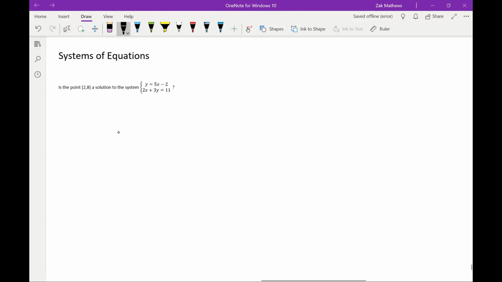So I had a y. 8 is equal to 5 times 2 minus 2. And let's see if this is a true statement. 5 times 2 is 10, minus 2 is 8. And so that is in fact true. The first equation works out with that point.